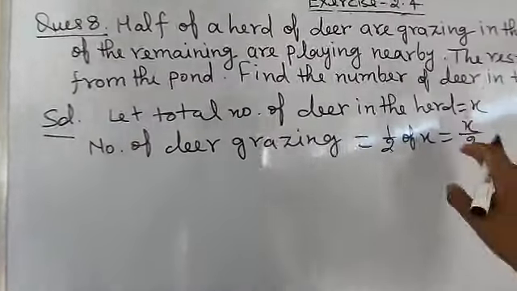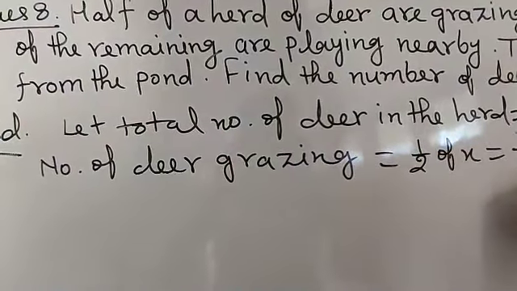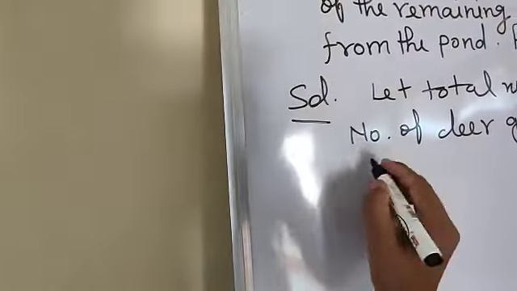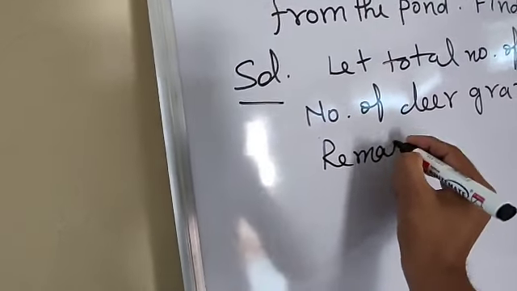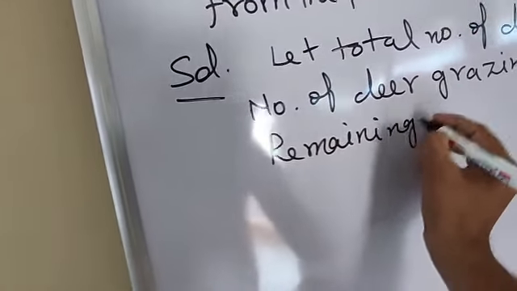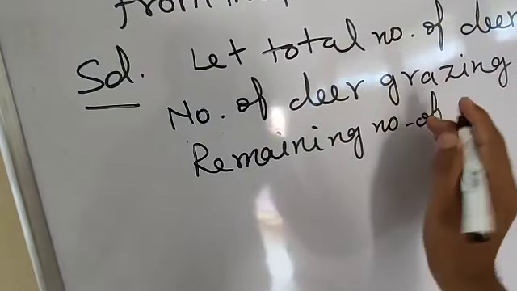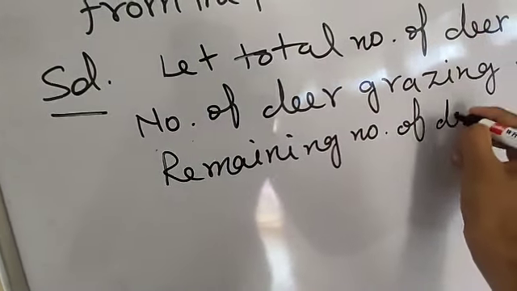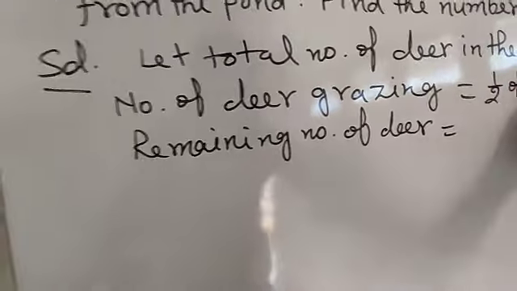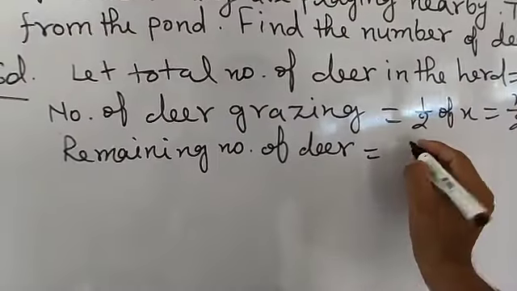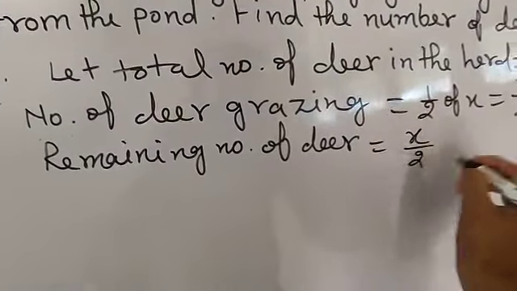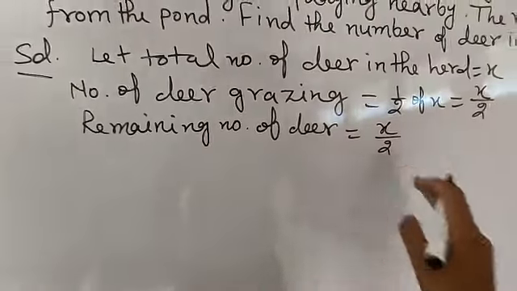Now if half are grazing, then what will be the rest of the deer? So the remaining number of deer is, if half are grazing, then half will be remaining. It means x by 2. Half are grazing and half are remaining.